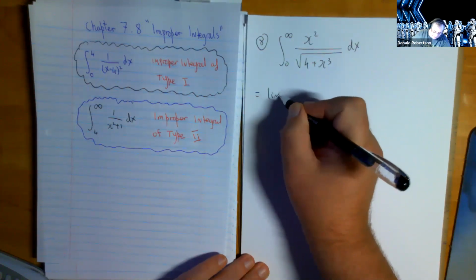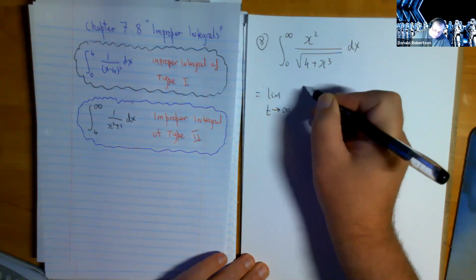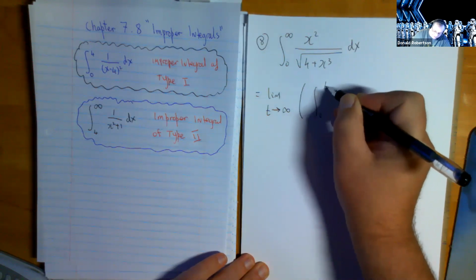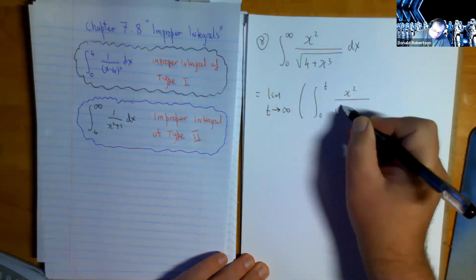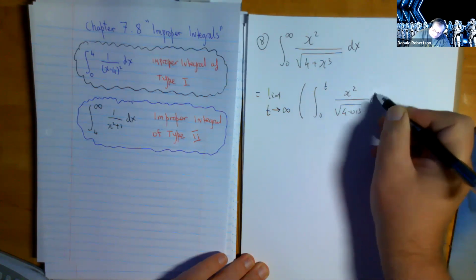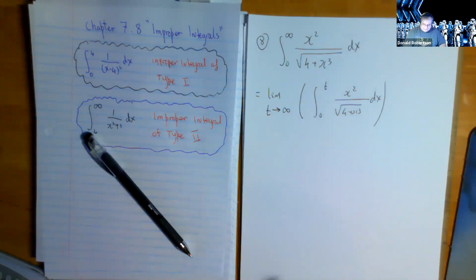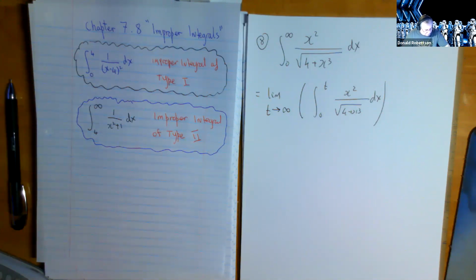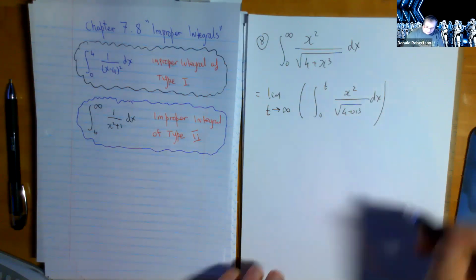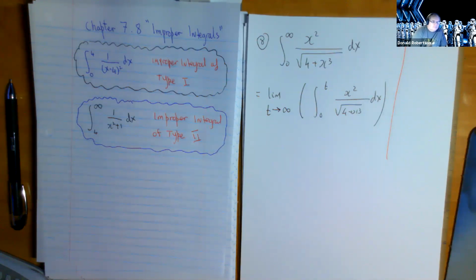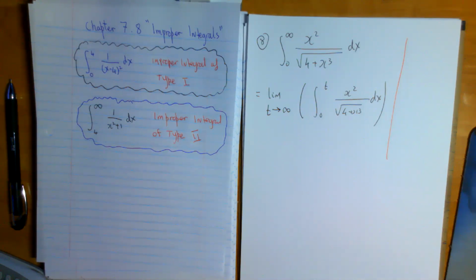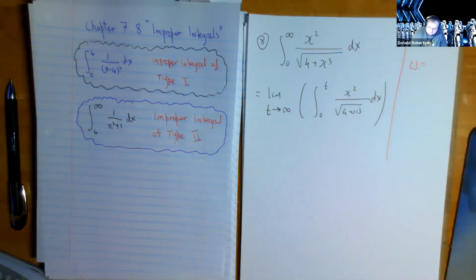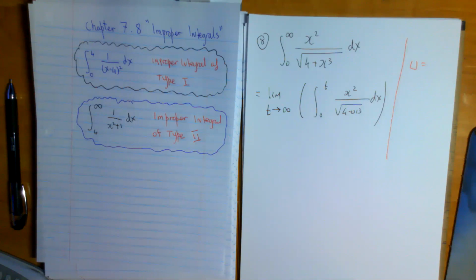That's going to be the limit as t tends to infinity of the integral from 0 to t. How do you integrate that ugly fraction? What method will we use? U sub? Who is it correct? Who's the U sub going to be? 4 plus x cubed.